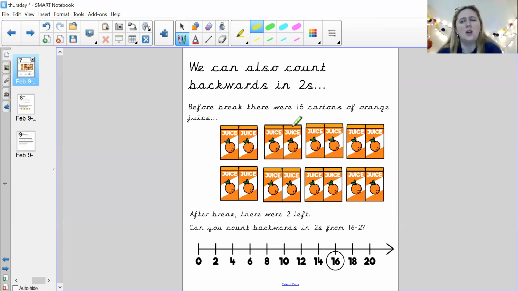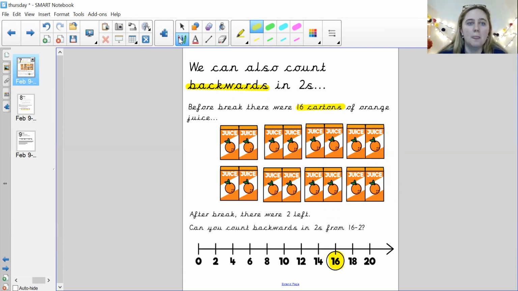Okay, here we go. Now this is a little bit trickier. We can also count backwards in twos. Okay, so here's the question. Before break time, there were 16 cartons of orange juice. After break, there were 2 left. Can you count backwards from 16 until you get to 2? Pause me now and try and do it verbally.